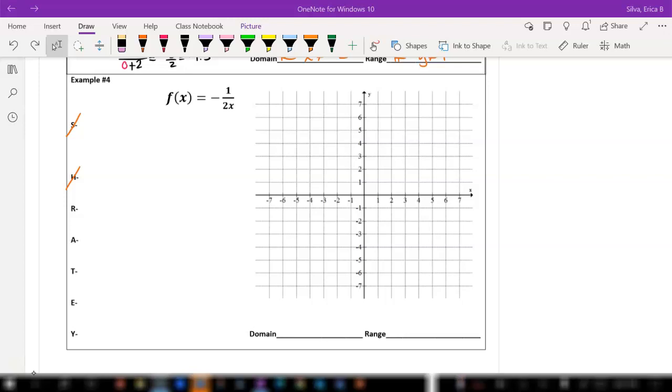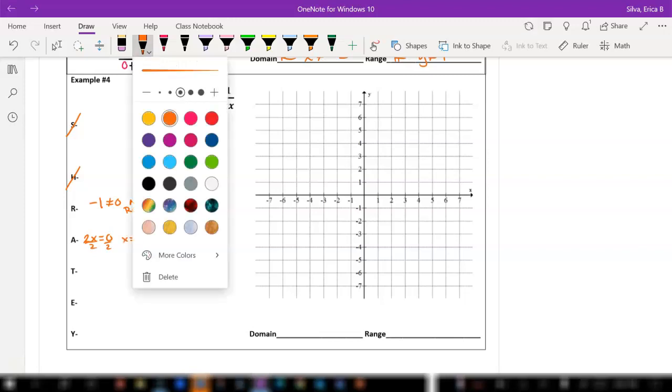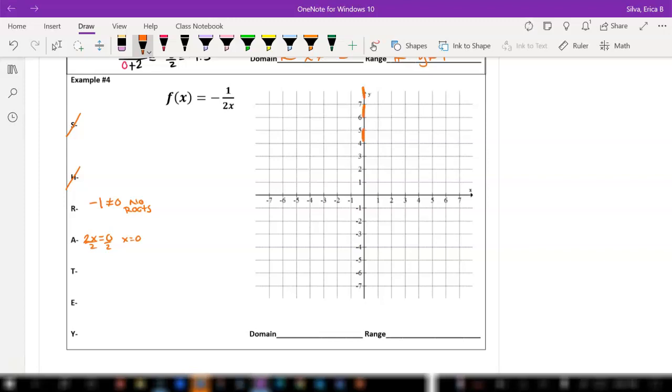It doesn't need to be simplified, so therefore there are no holes. Now let's find the roots. We set the numerator equal to 0, and negative 1 is not equal to 0, so there are no roots. Your asymptotes, we set the denominator equal to 0, and we divide by 2, x is equal to 0, so my asymptote is at x is equal to 0.